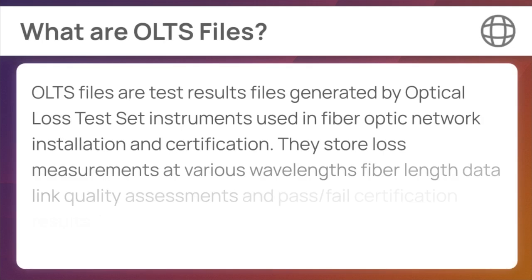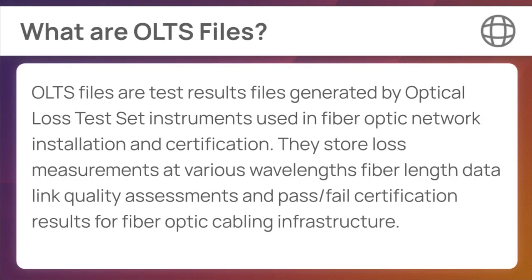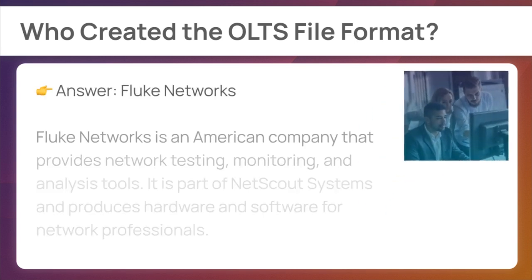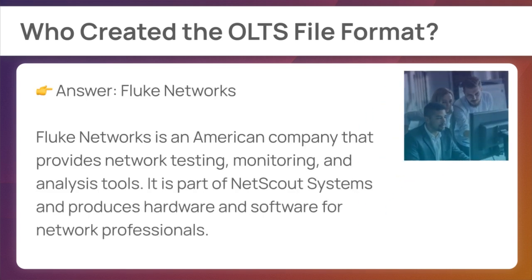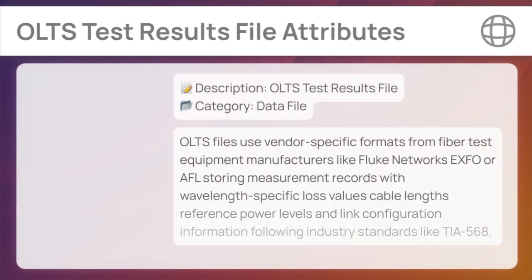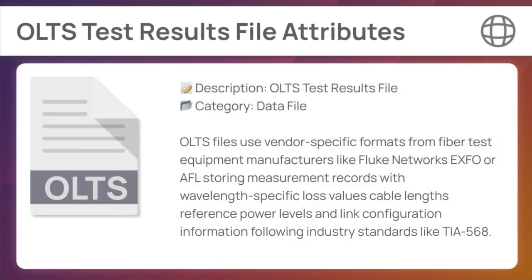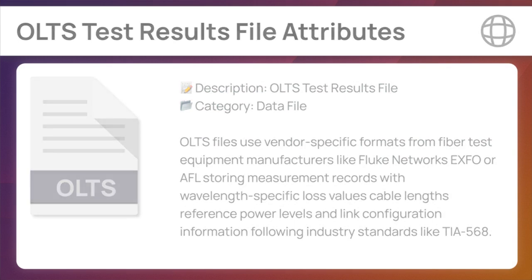OLTS files are test results files generated by Optical Loss Test Set instruments used in fiber optic network installation and certification. They store loss measurements at various wavelengths, fiber length data, link quality assessments, and pass-fail certification results for fiber optic cabling infrastructure. OLTS files use vendor-specific formats from fiber test equipment manufacturers like Fluke Networks XFO or AFL, storing measurement records with wavelength-specific loss values, cable lengths, reference power levels, and link configuration information, following industry standards like TIA 568.